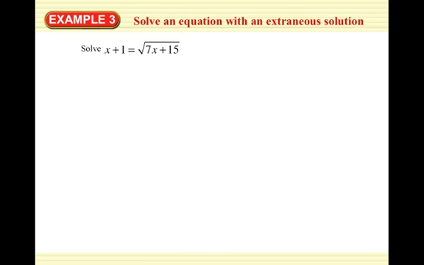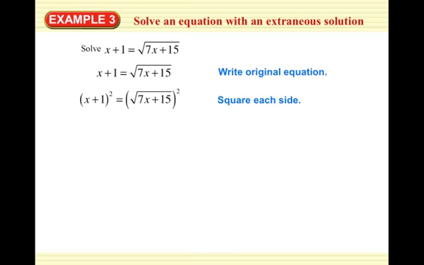We want to solve x plus 1 equals the square root of 7x plus 15. Well, our radical is isolated. The square root's by itself, so we're going to square both sides. It is a square root, so squaring will undo the square root.